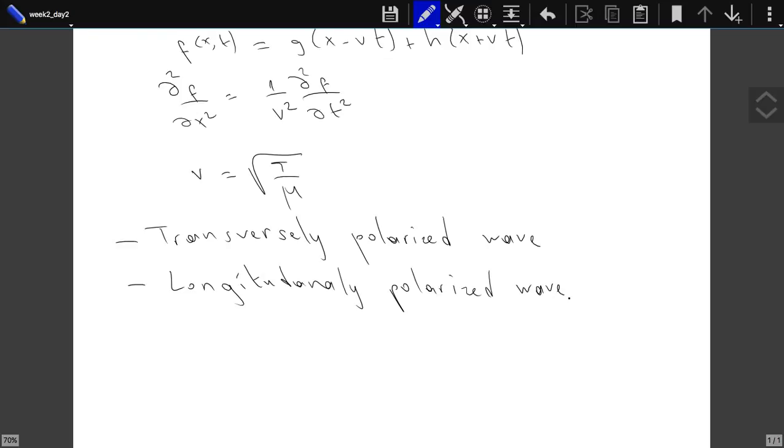That is, whatever is creating this wave, in this case the displacement of the atoms making the air or the medium, they will move in the direction of the velocity vector. On this string, well, you cannot create a longitudinally polarized wave.